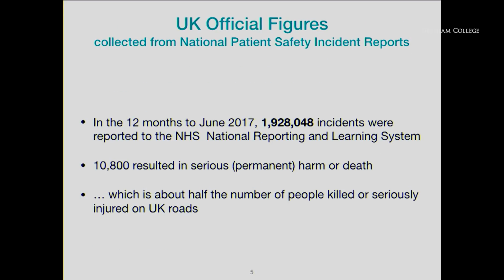And here are the NHS figures for preventable deaths and injuries. In the 12 months, the most recent reporting year, the 12 months to June 2017, nearly 2 million incidents were reported to the NHS, of which 10,800 resulted in death or serious permanent injury to the patient. So that's a lot, but it's about half the number of people who are killed or seriously injured on the roads in the UK. Now, those are big numbers. They cause quite a lot of trauma.